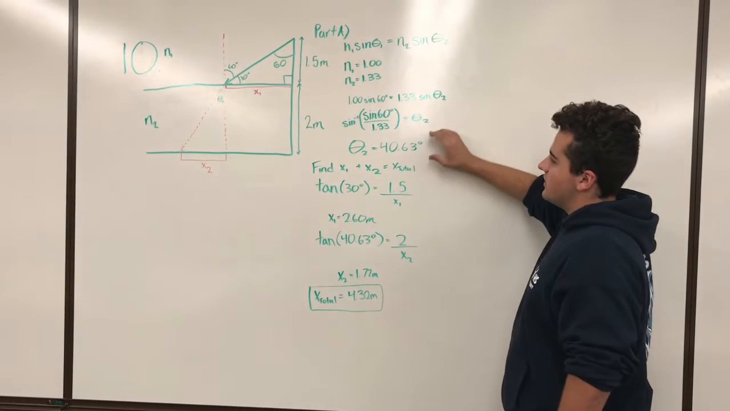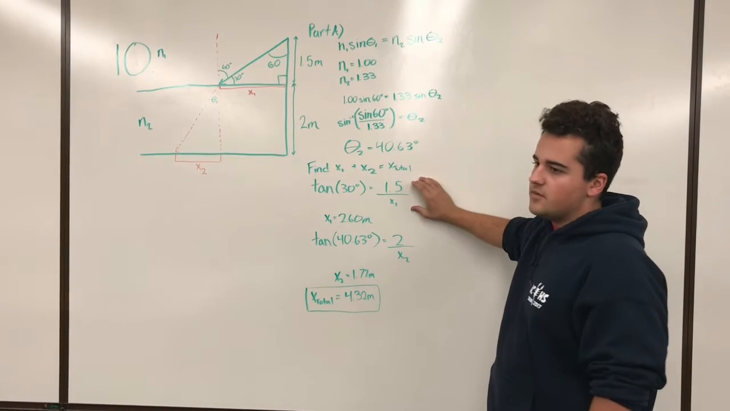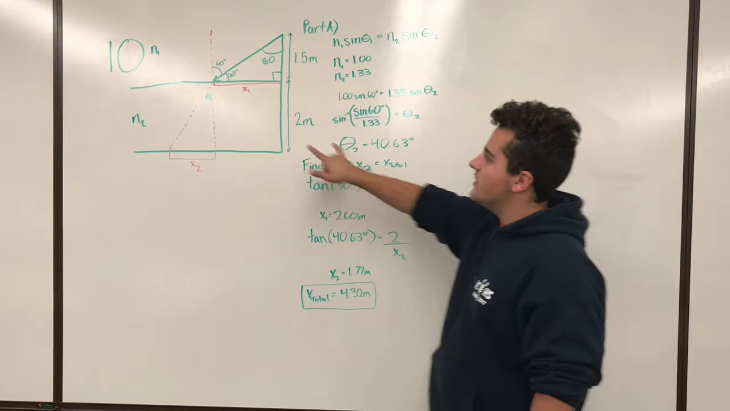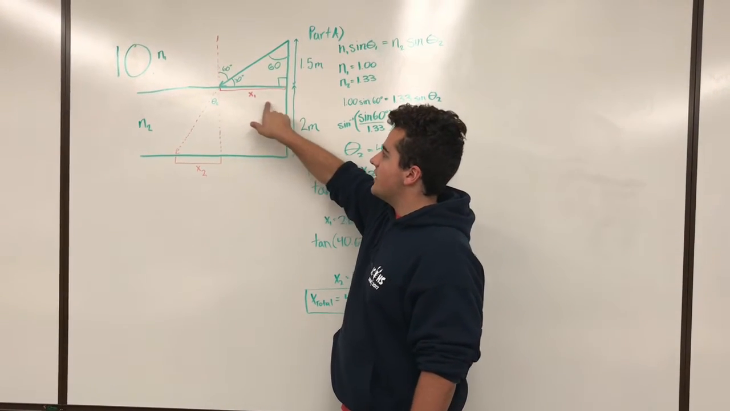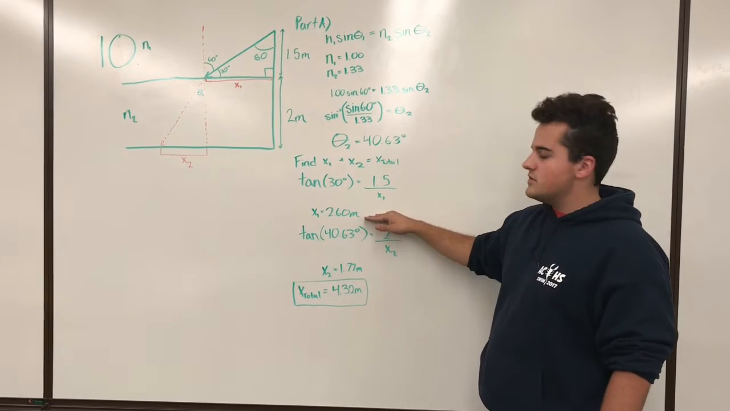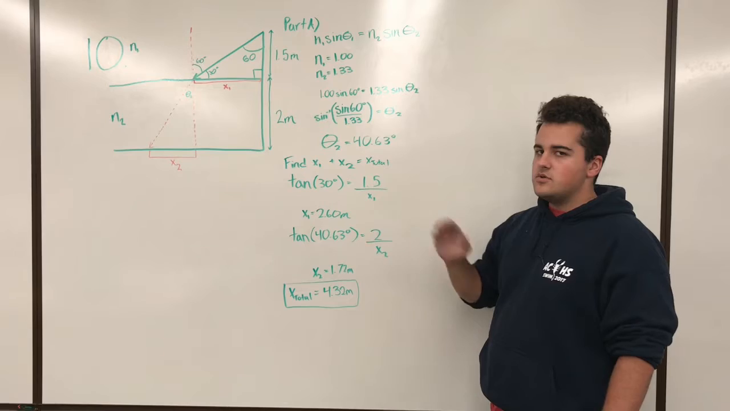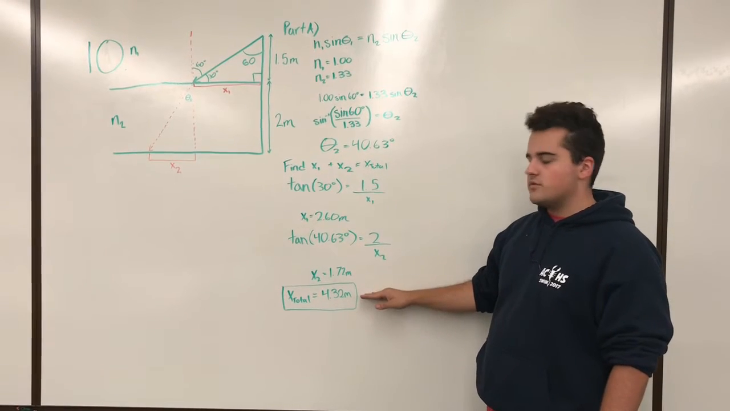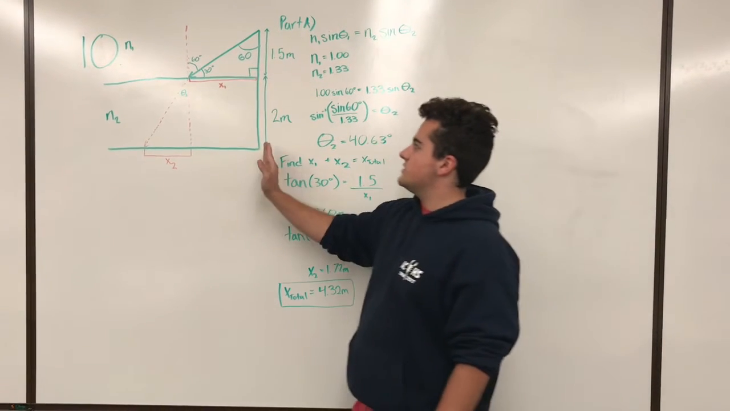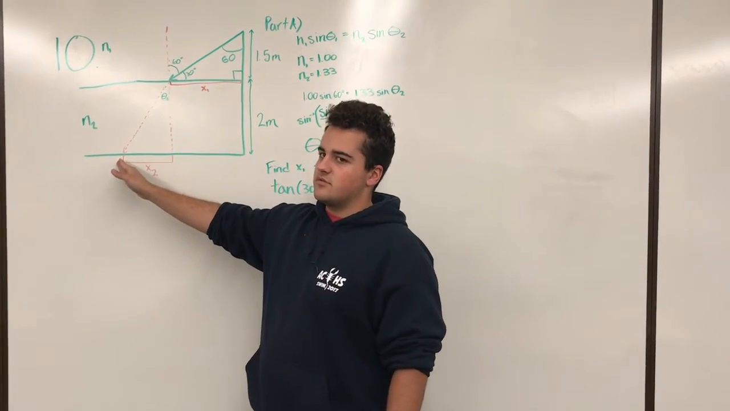By doing that, we get 40.63 degrees, and then after that we use the SOHCAHTOA method to find x1 and x2. So x1 is equal to 2.6 meters, and x2 is equal to 1.72 meters, and you total both of those together to get 4.32 meters, and that is the total distance from the laser all the way to the bottom of the tank where the laser is refracted to.